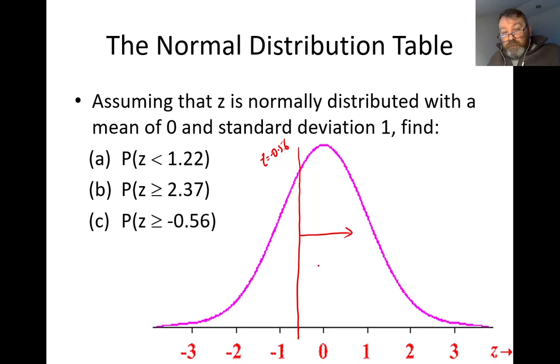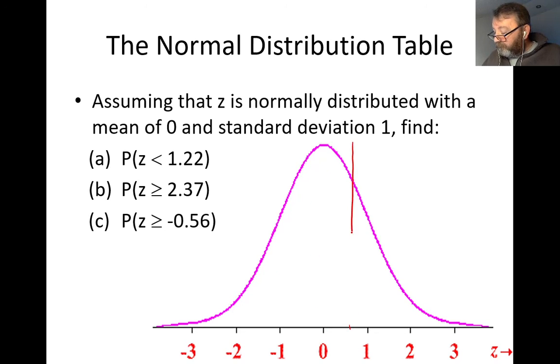Now, do the tables read to the right? No. Can I get the z-score of a negative number? No. So the first thing I've got to do is turn this into something that is readable. Now listen carefully to what I'm going to tell you. The area to the right hand side of minus 0.56 is exactly the same as the area to the left of plus 0.56. So 0.56 is about there, like that. That's z equals 0.56.